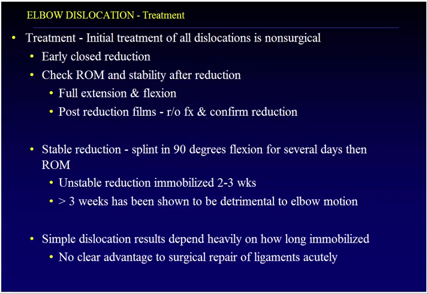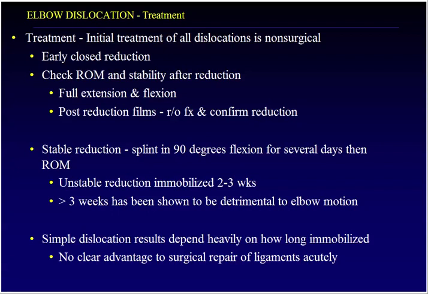Post-reduction films are necessary to rule out concomitant fracture and confirm your reduction. If you have a stable reduction, then you splint them in 90 degrees of flexion for several days and then begin early range of motion. If you have an unstable reduction, you may consider immobilizing the elbow for up to 2 to 3 weeks.